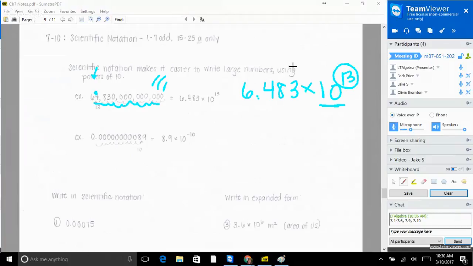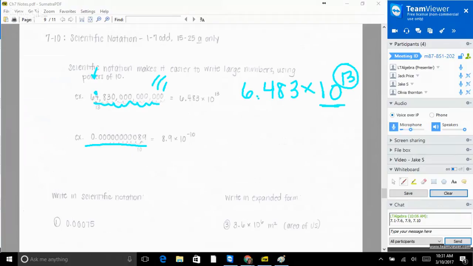I think this is 89 billionth. I think this is how you would read this number. 89 billionth. But you can see it's a really, really small number, right? We have a bunch of zeros and then we have 89. I think it's 89 billionth. 8,900 billionth? I don't know. I could be off.